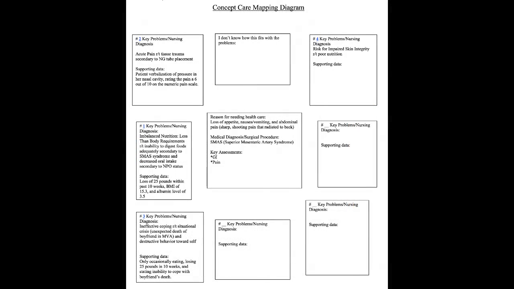Once you identify appropriate, relevant nursing diagnoses for your patient, you must prioritize them. The example diagnoses are prioritized as follows: imbalanced nutrition, acute pain, ineffective coping, and risk for impaired skin integrity. You should write the prioritization number in the blank in front of key problem/nursing diagnosis.